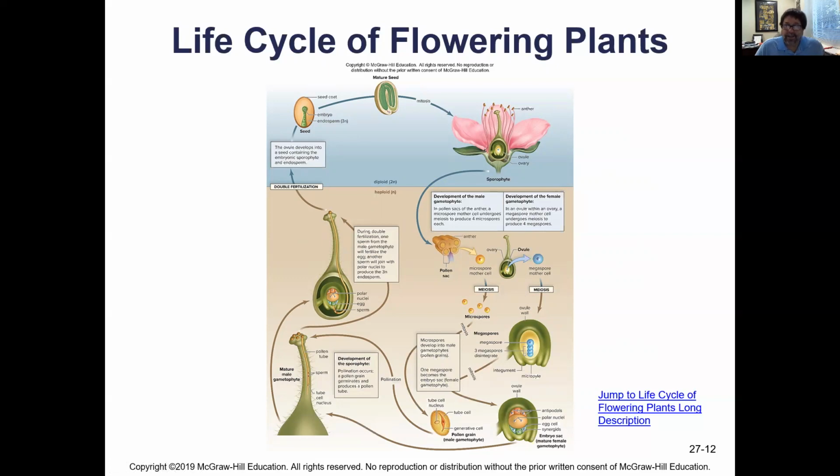And then pollination is the pollen transferring from the male anther to the female stigma. So the transfer of pollen is pollination. Germination is when the organism hatches out of its dormancy, when the seed hatches out.